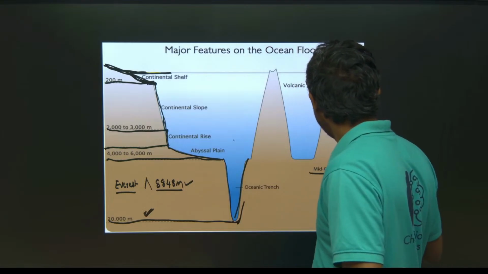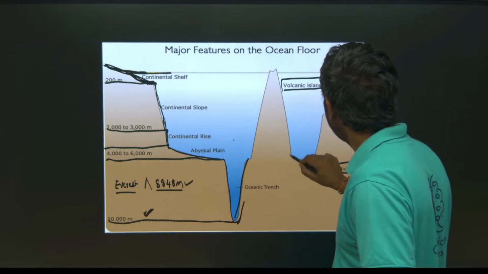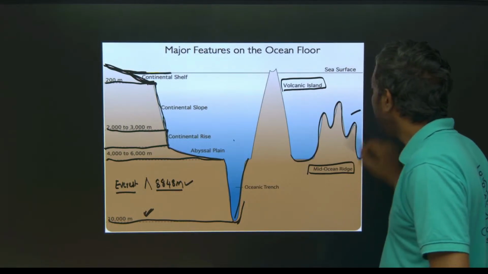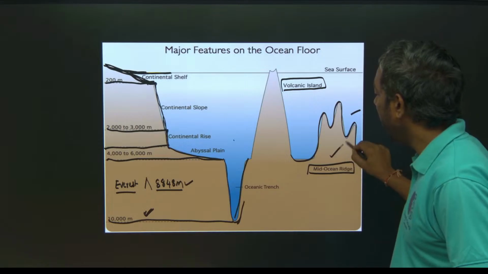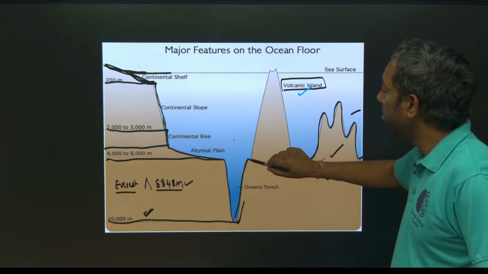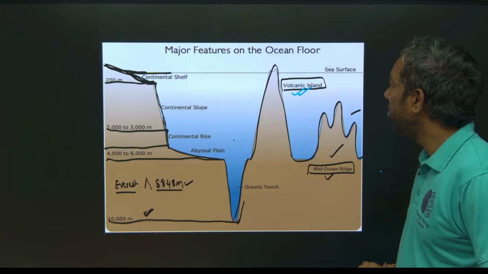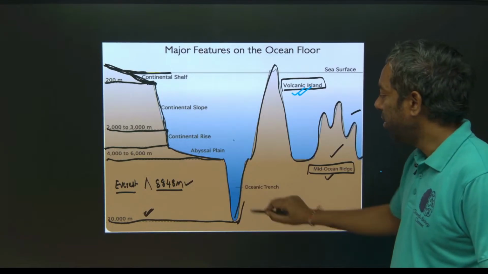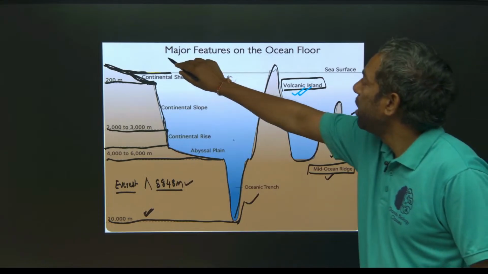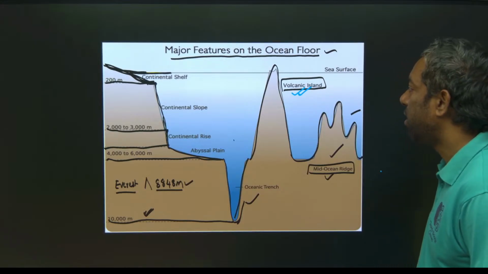Okay, mid-oceanic ridges, volcanic islands. The mid-oceanic ridges are hilly areas in the ocean. If volcanic eruptions take place and make a land, that is a volcanic island. This is the oceanic trench. These are the major features of the ocean floor, guys.